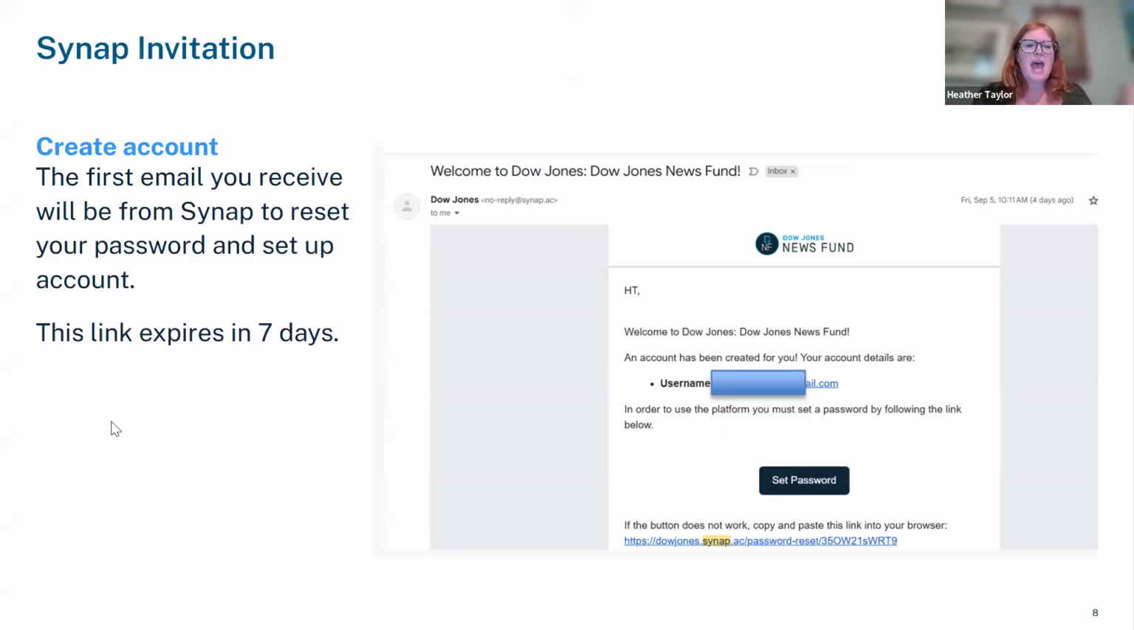So as I mentioned, after you apply on the Google form, you're going to get an email that we're going to generate through Synap. It is going to say, "Welcome to Dow Jones News Fund." I know we're sharing the account with Dow Jones, so there are some branding issues, but hopefully you'll be on the lookout for this email. It will have your username and then set password. This is a link that will expire in 7 days.